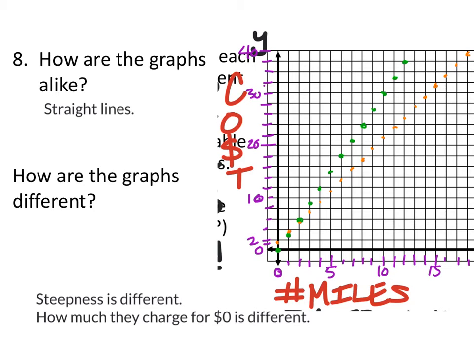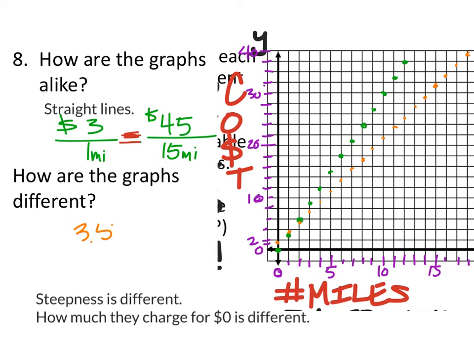So if I look at the green line, going back to the table, I know I don't have it up here, but if we look at dollars, they showed $3 for 1 mile, right? And then when they showed 15 miles in the table, it was $45. Well, these are actually equivalent. Since they are equivalent, we know that they're proportional. On the other hand, Eureka was showing $3.50 for 1 mile?